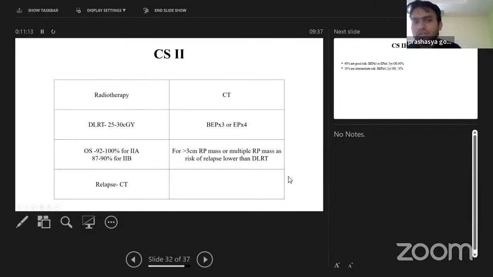For patients with a greater than 3 centimeter retroperitoneal mass or multiple retroperitoneal masses, chemotherapy is preferred over radiotherapy, as it has a risk of relapse lower than radiotherapy.